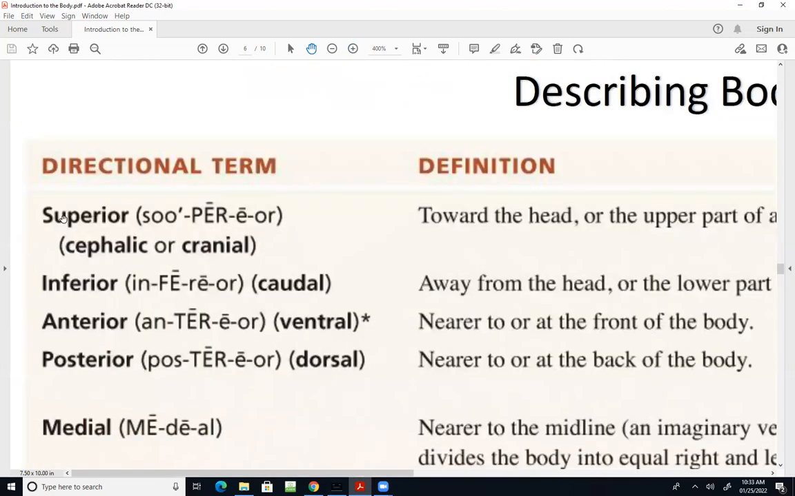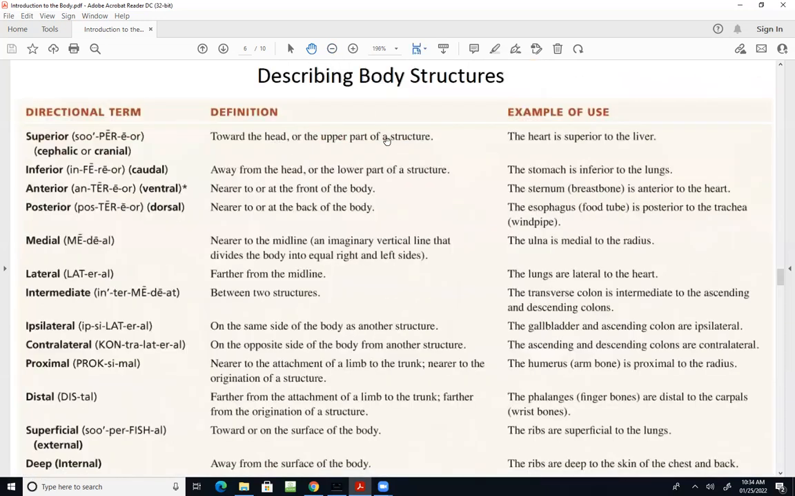The first two that I have listed here in this table, superior and inferior, are directly the opposite of one another. Superior can also go by the term cephalic or cranial. Caudal could be used instead of inferior. I just care about you knowing them as superior and inferior. Superior refers to towards the head or the upper part of a structure, whereas inferior is away from the head or the lower part of the structure.